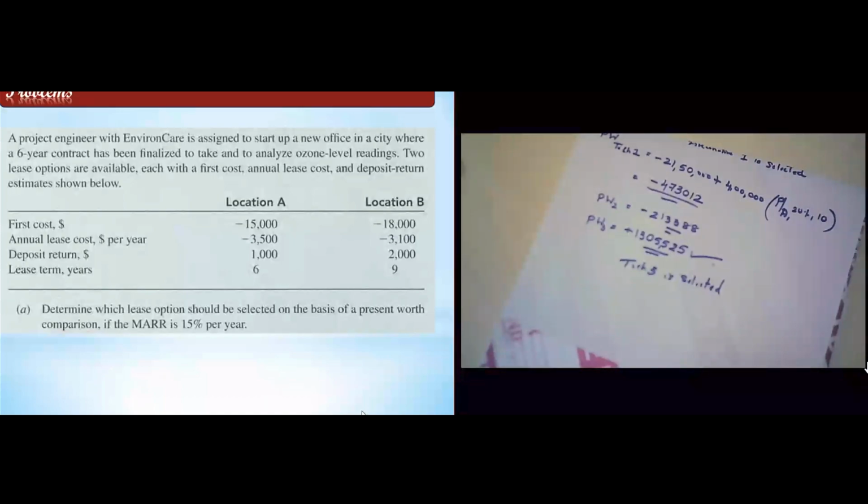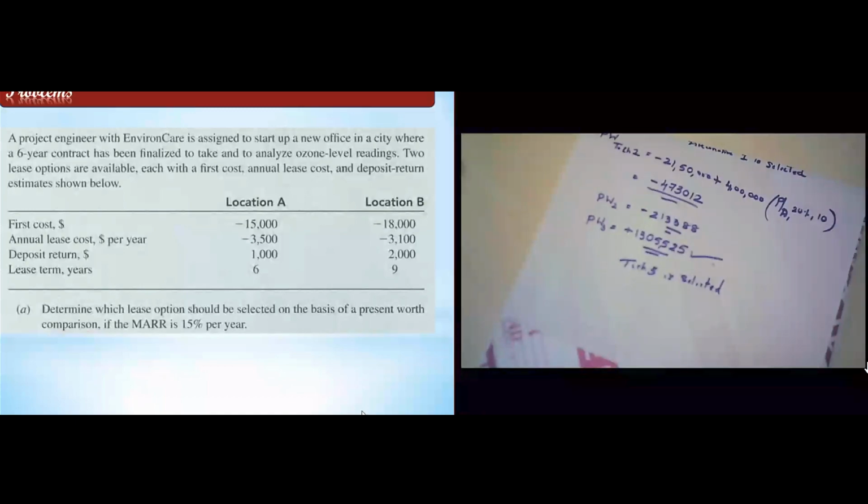Okay, so here in this case, we have to use the least common multiple method in the first case, because they have not mentioned anything about the study life or the analysis life. So we have to use the LCM method. Now, what is the LCM method?